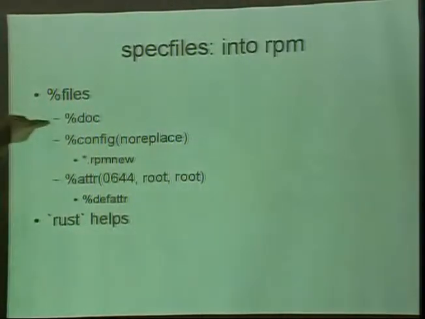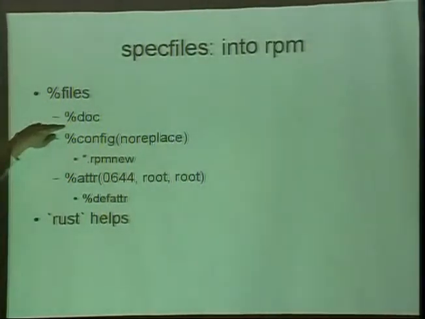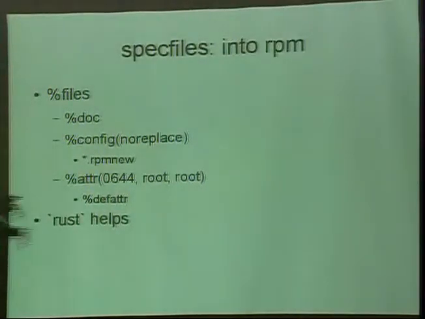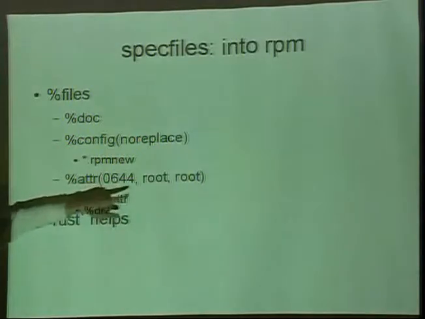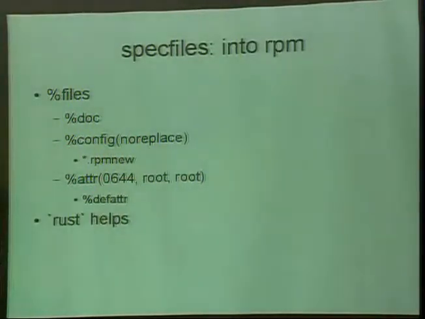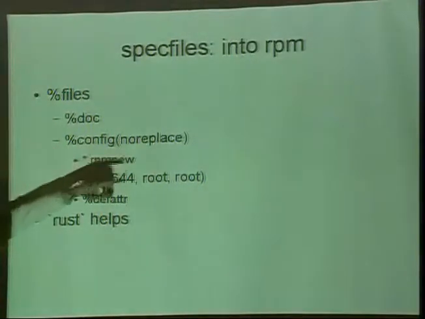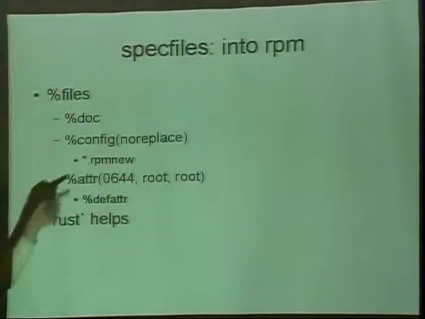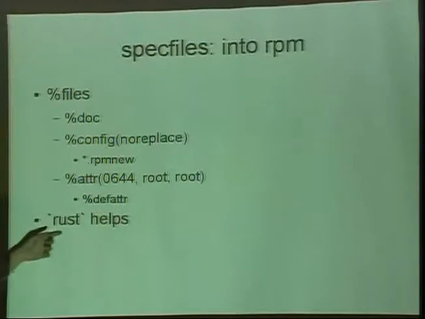Rust helps, but by default, you just have a list of files, but then you can say, oh, this one is a document. You have special permissions, basically. You can say, oh, I want this one as 644 root or 755 or whatever. You can say defattr if you're too lazy. Another nice thing is config, and then if you say noreplace, then whenever there's a new version, it saves it as rpmnew, and then you can diff it afterwards. As I said, Rust helps. This looks at the list and helps fill out the files.